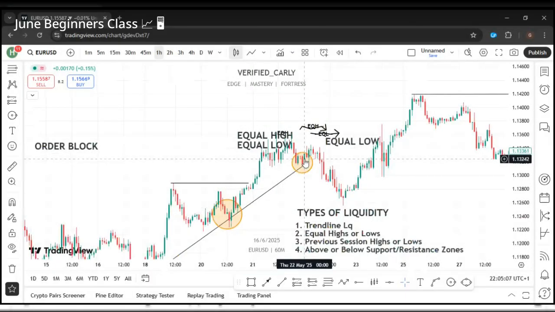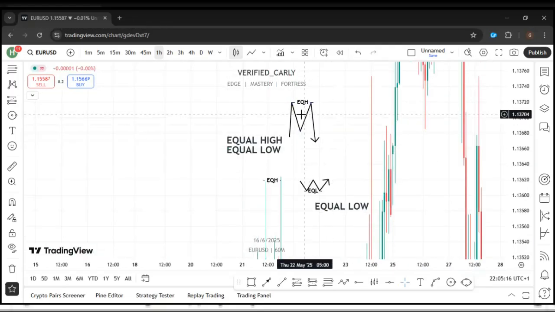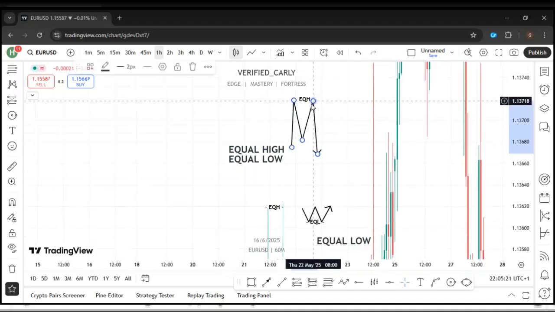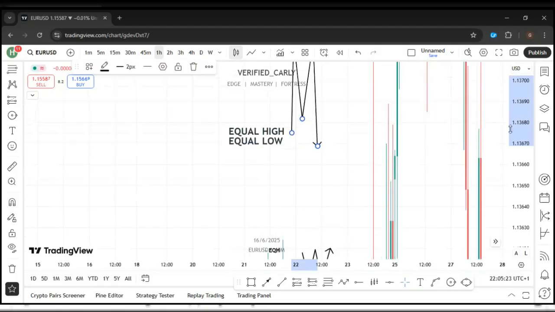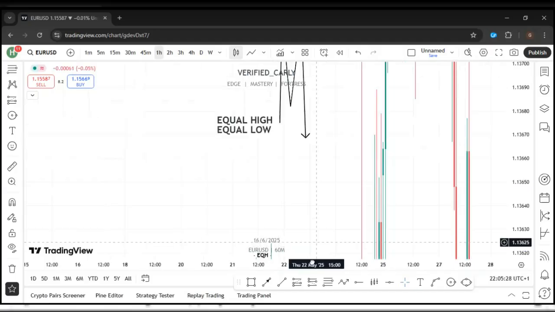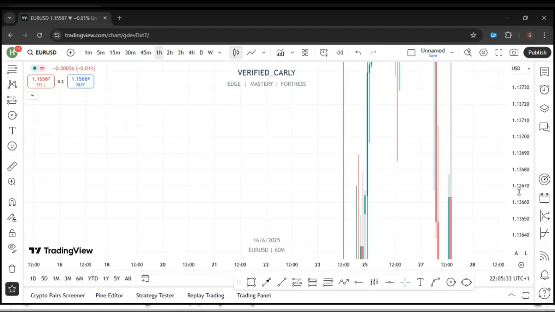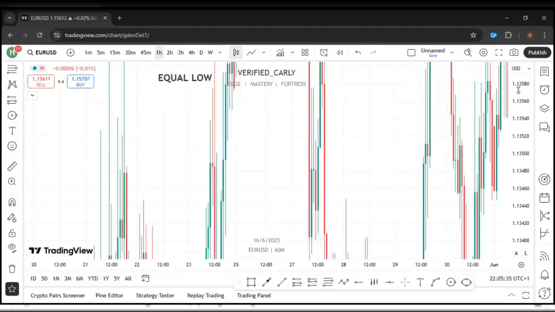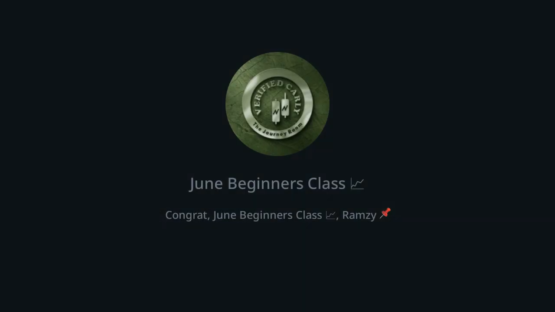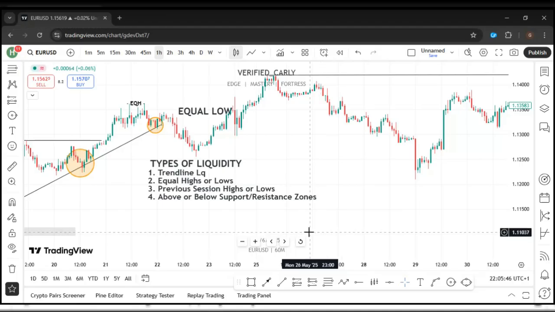Then we also have the equal highs and equal lows. These are the equal highs and equal lows. You are looking at it. If price creates an equal high, the two highs are equal, it is called an equal high, and for a low, the two lows are equal, it is called an equal low. So we also have previous session highs or lows. This one is for, for example, London session, New York session, and so on.